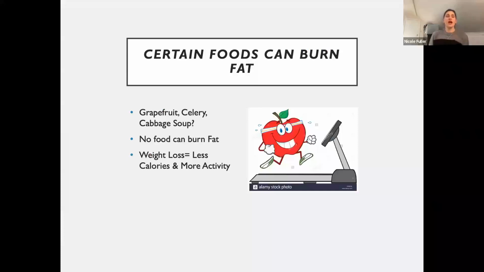Excuse me. Another one, and actually this just came up a couple weeks ago. I had some client ask me, is it true if I eat this, it's going to burn calories? The notion that certain foods can burn fat or burn calories, no foods can burn fat or calories. So that goes back to the grapefruit, celery, or cabbage soup diet. You're going to lose weight on it because it's a very low calorie diet, not because it's going to burn fat for you. Weight loss is basically eating fewer calories and having more physical activity.